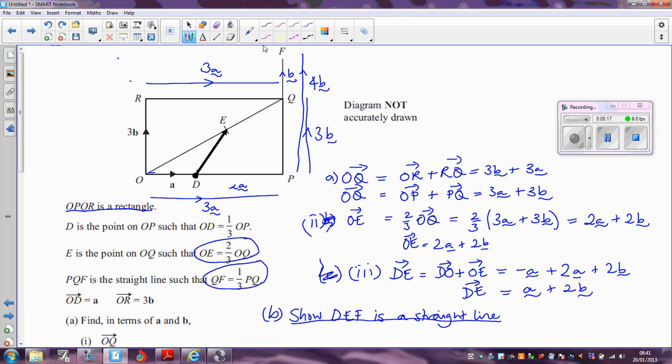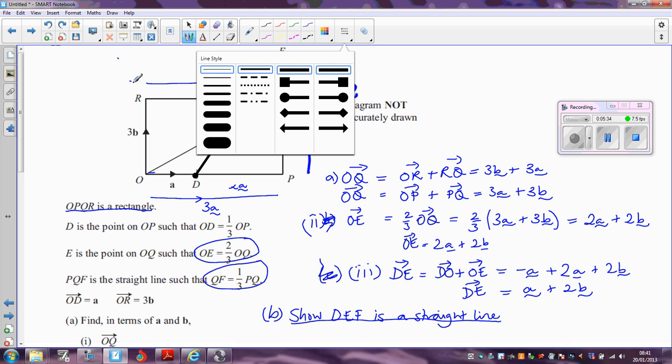Okay, it's a bit of a mess, so I'm going to just rub that out and put it on a bit more neatly. So the vector that takes me from P to F, this one here, is the vector 4b. Let's make that a bit thinner so I can do a bit more writing.